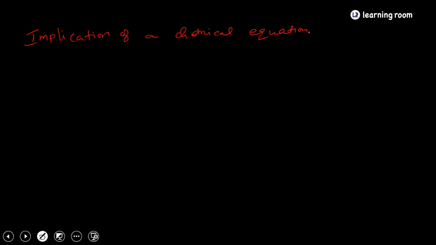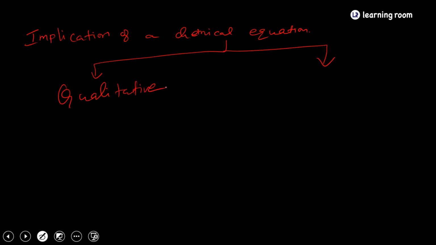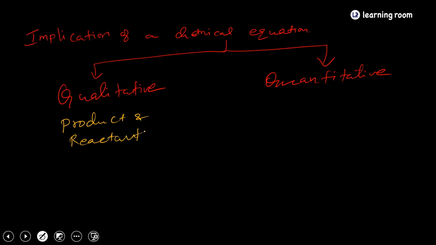So what information are we getting? From the chemical equation, we can get two kinds of information. One is qualitative information, another one is quantitative information. The qualitative information gives what type of reactant and what type of product you are getting. So it tells about the product and reactant.